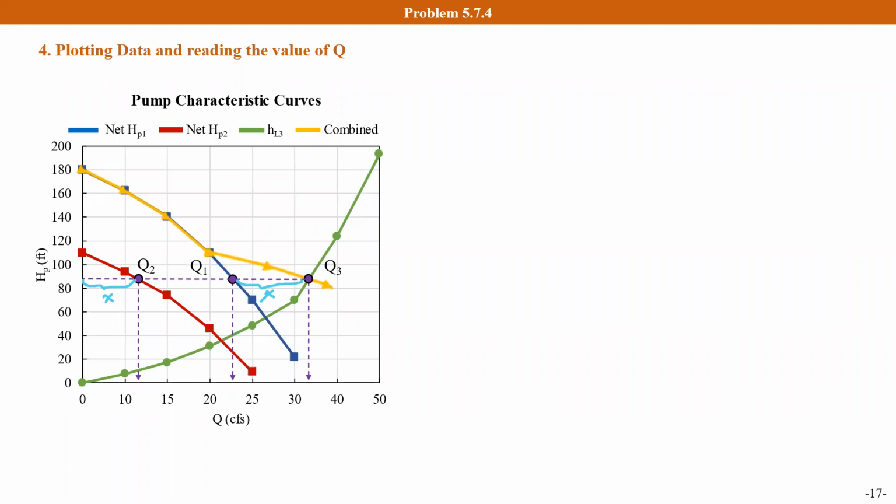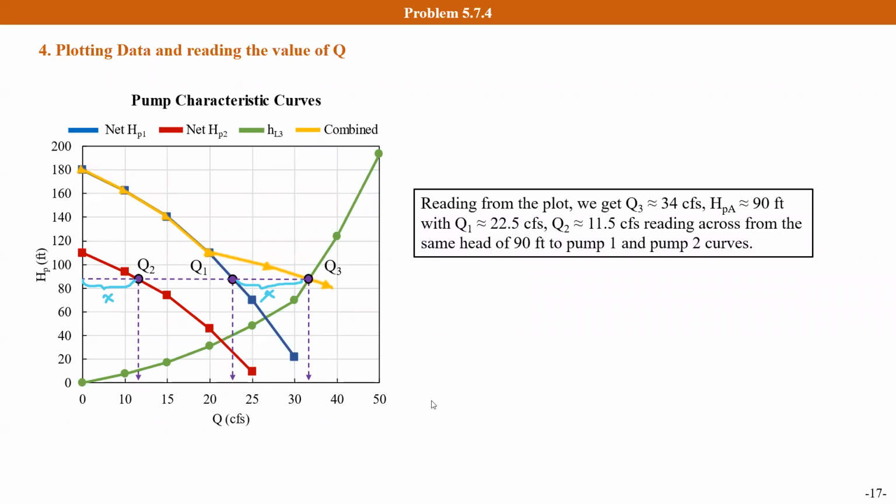In this plot, we can also find that the combined pump curves intersect with the green line, which represents the head loss in pipe 3, when the flow rate is close to 34 cubic feet per second. Therefore, we can read its corresponding pump head close to 90 feet.